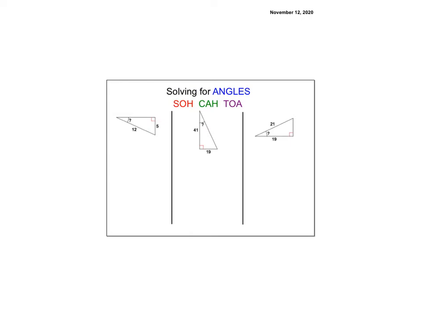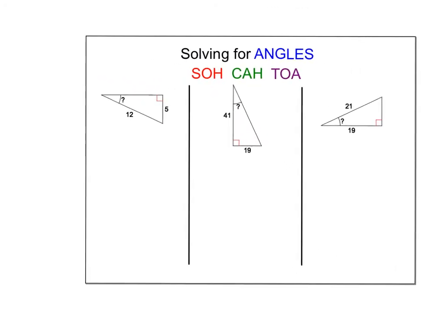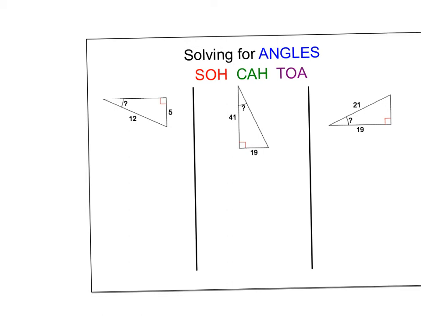So now we're going to look at some examples here. I'm going to look from the angle that has the question mark on it. And from that angle, I have my opposite, because that's directly across, and I have my hypotenuse, because that's across from my right angle. Remember, the hypotenuse is always across from the 90-degree angle. So this tells me I have sine, because I have opposite and hypotenuse. So I'm going to plug this in as sine of x, because we don't know that angle, that's what we're solving for, equals opposite, which is 5, over hypotenuse, which is 12.